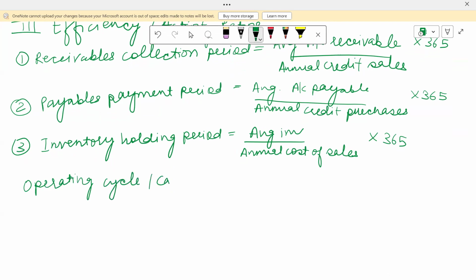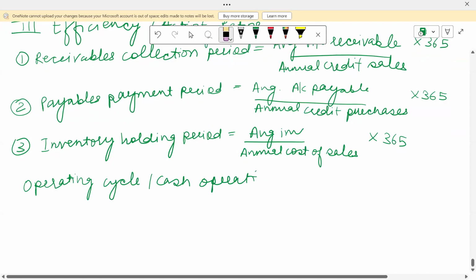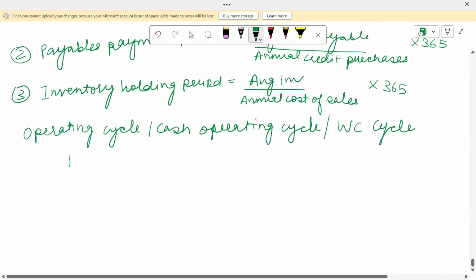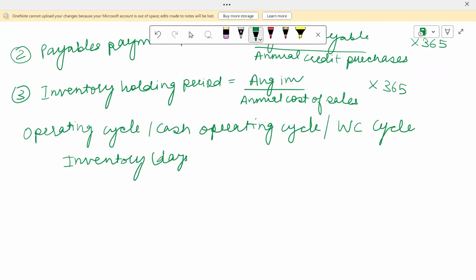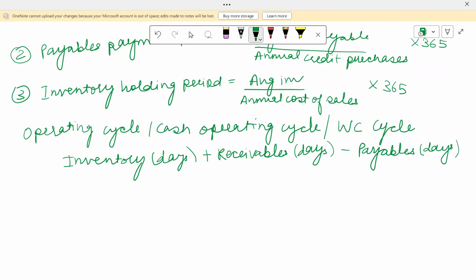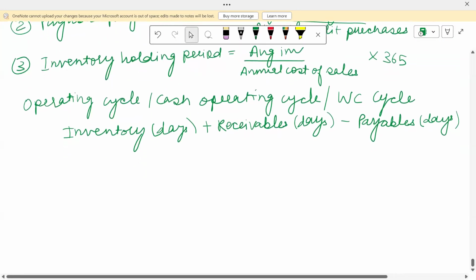This is also called the cash operating cycle, or you can also call it your working capital cycle. The formula to calculate the same is your inventory holding period, inventory days, plus the days that you are taking to collect your receivables, minus the time that you are taking to pay out your payables. So this is the formula that we have for cash operating cycle.